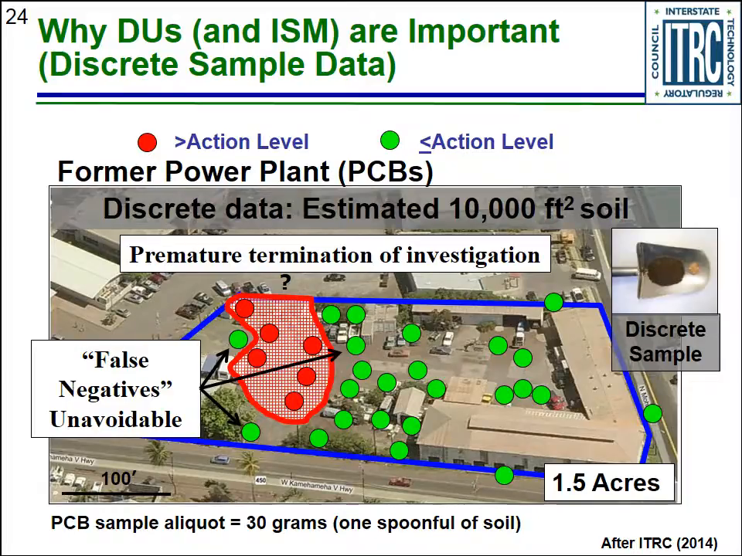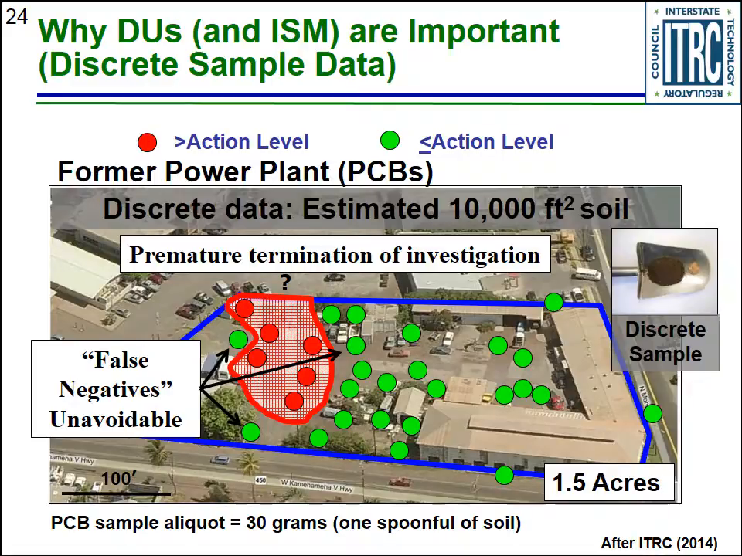Here's an example that's used in ITRC's incremental sampling methodology guidance, essentially the same thing as multi-increment sampling. Why DUs and ISM are important. This was an example site from Hawaii known to be contaminated with PCBs. A lot of discrete samples have been collected at the site, and we thought we knew where the PCB contamination was. But looking back now, and once we started looking into the multi-increment sampling and understanding the variability with discrete samples, we knew that false negatives were unavoidable as you move away from the heavily contaminated area.